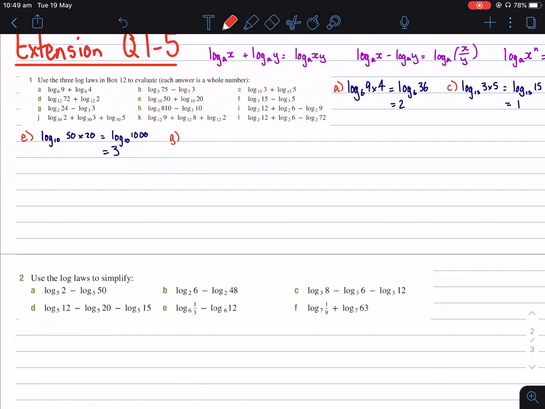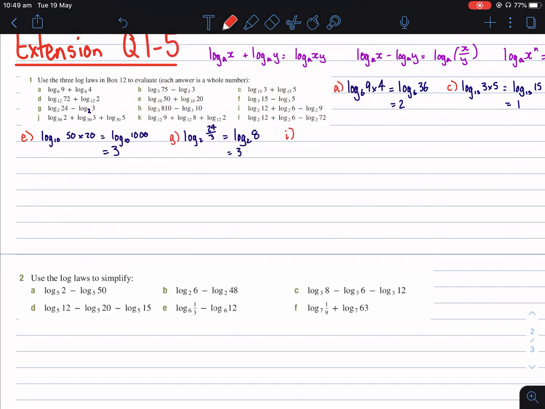F, G. We've got log base 2 of 24 minus log base 3 of 3. Look, they've stuffed up. That's a 2. So we've got log base 2 of 24 minus log base 2 of 3. So that's log base 2 of 24 divided by 3, which gives us log base 2 of 8. 2 to the what equals 8? 2 to the 3.